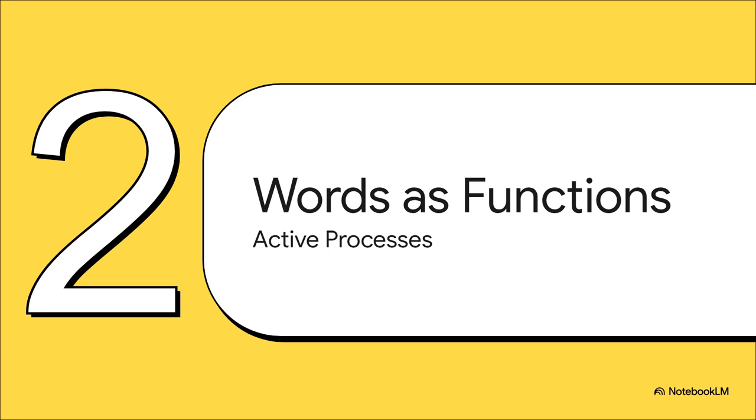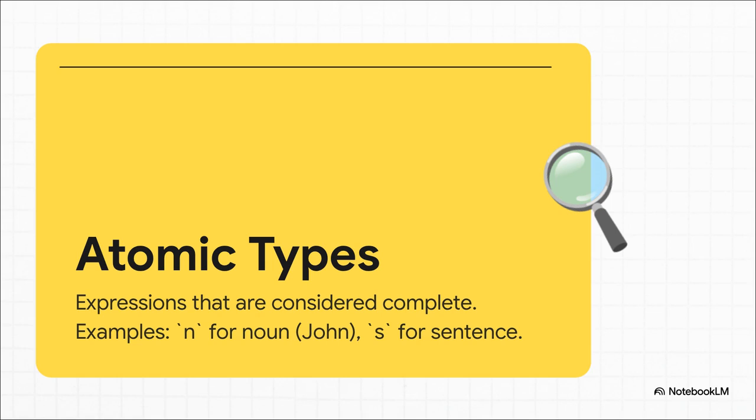Okay, so if the rules are inside the words, what does that actually look like? Well, this brings us to the absolute engine of categorical grammar. This idea of seeing words not as just static labels, but as active little processes, constantly looking for partners to connect with. First up, we've got our basic building blocks. We call them atomic types. You can think of these as words or expressions that are already whole. They don't need anything else to be complete.